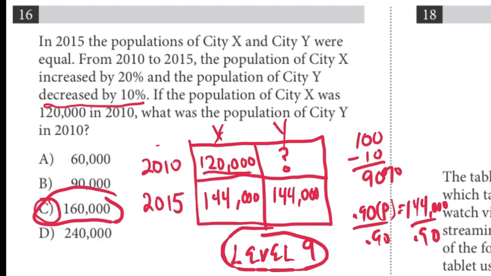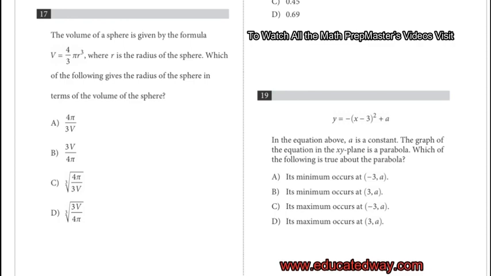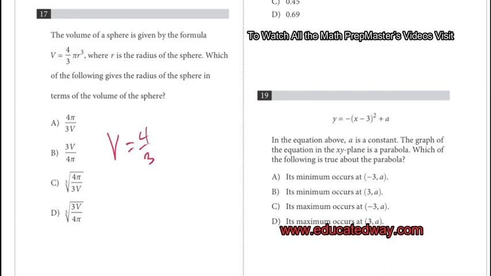Let's go to number 17. The volume of a sphere is given by the formula V equals 4/3 pi r cubed, where r is the radius of the sphere. Which of the following gives the radius of the sphere in terms of the volume of the sphere? Well, this one is just what they call a literal equation. You just have to manipulate the equation and get the r by itself. We want the radius by itself. So let's manipulate this equation, get r by itself.